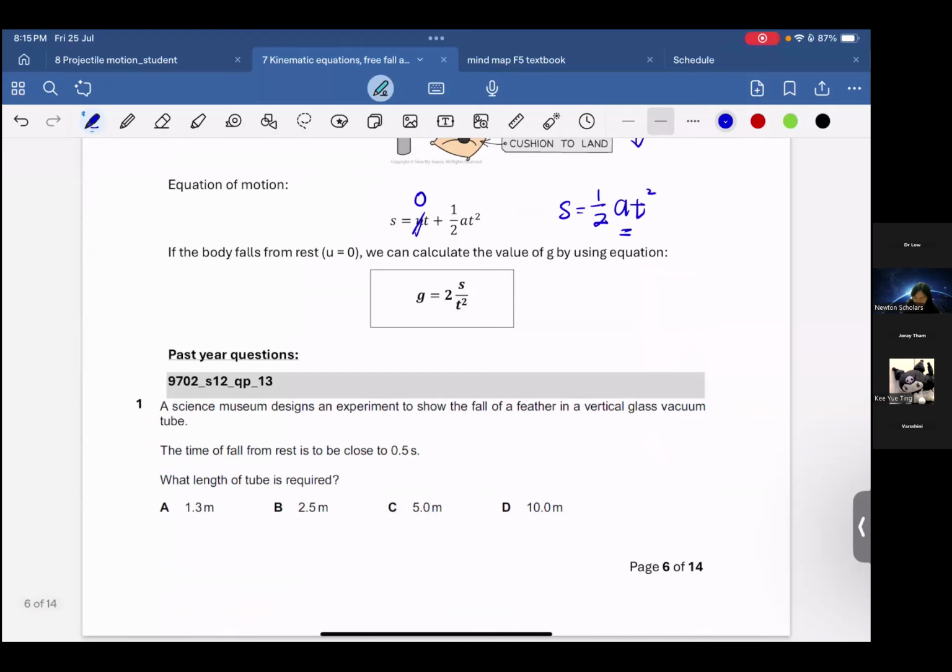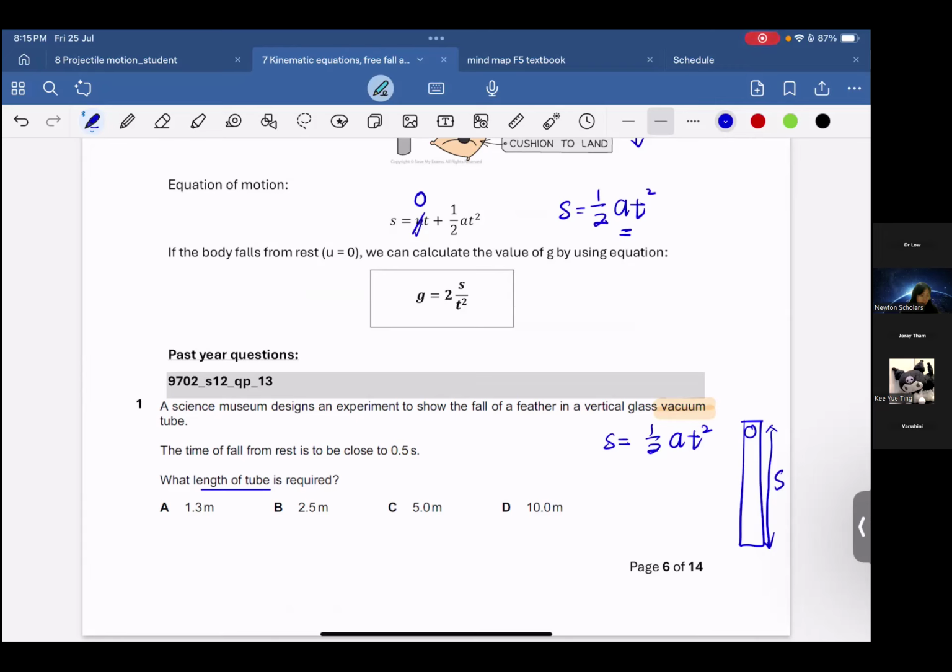For the past year question, the first one is very easy. They tell you the keyword, vacuum, so highlight vacuum. We know that it is in free fall motion, so we have to use the formula S equals 1 over 2 at squared. You can put g also. The time is 0.5. What is the length of the tube? It drops in the tube, so this one is asking you for S. Can you count for me?